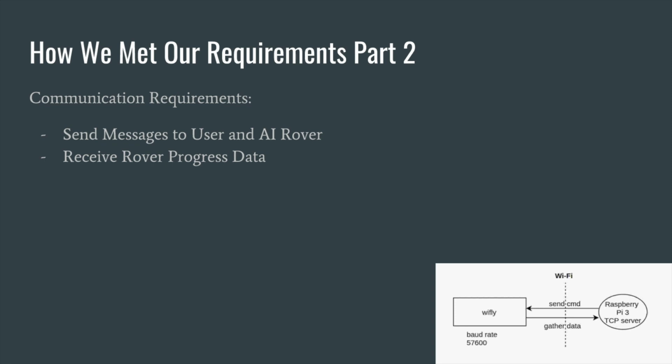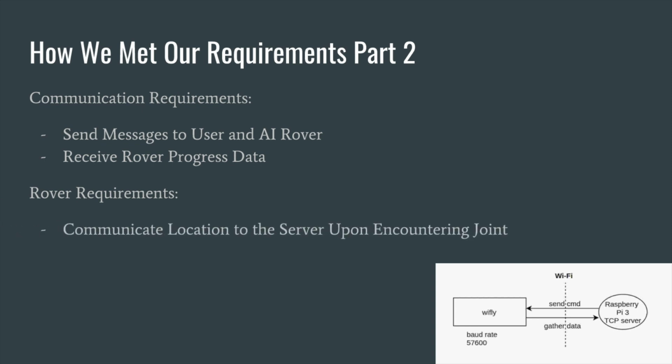For our rover requirements, we specified that the rovers must communicate their location to the server upon encountering a joint in the playing field, or a place where 2 lines of tape cross. We specified the rovers also must be able to receive commands from the server instructing the rovers where to go. We met these requirements by implementing ISR-driven UART communication on the rover side that allowed us to send and receive data in a byte-by-byte fashion in communication with the server.